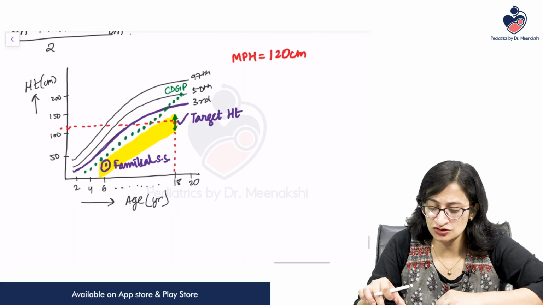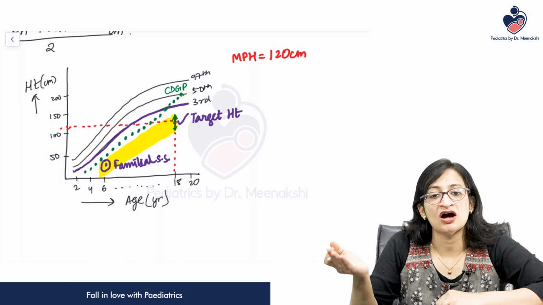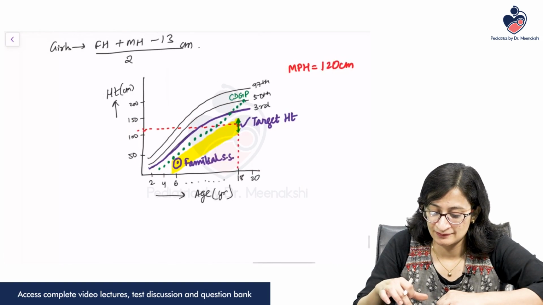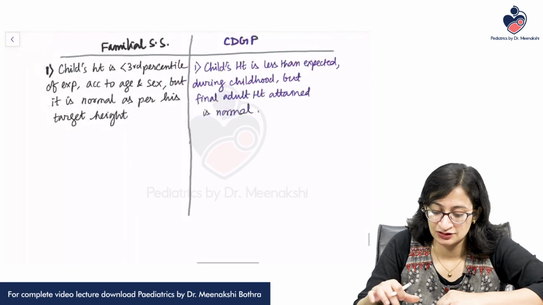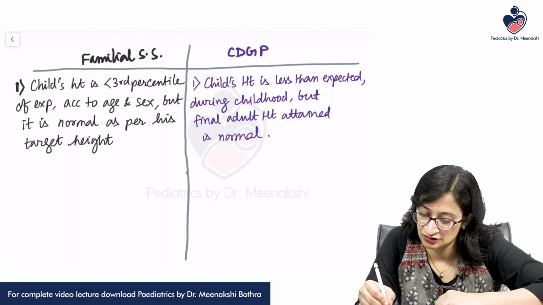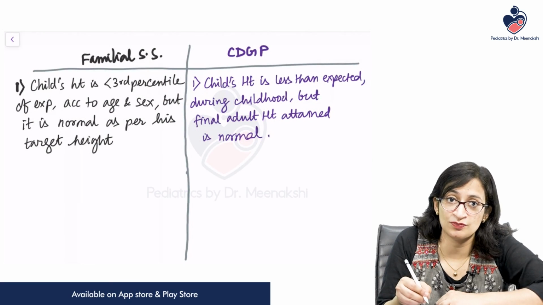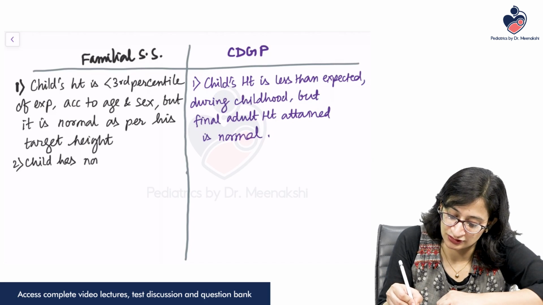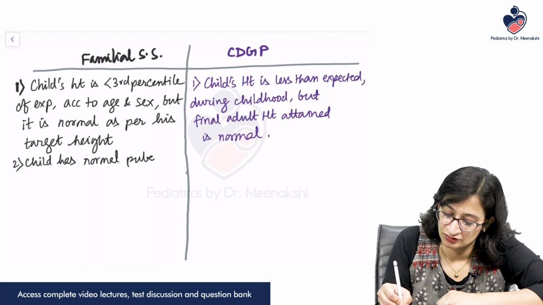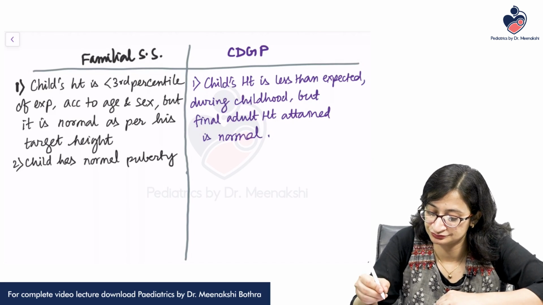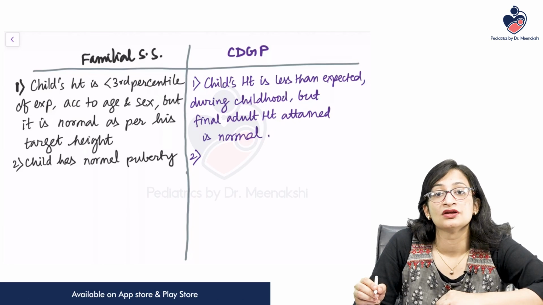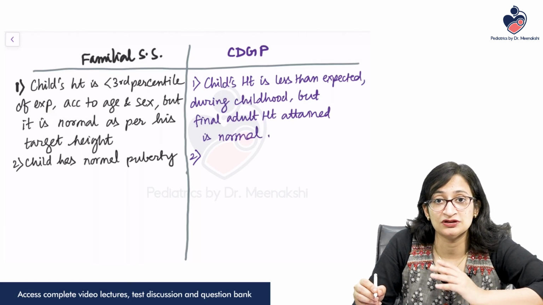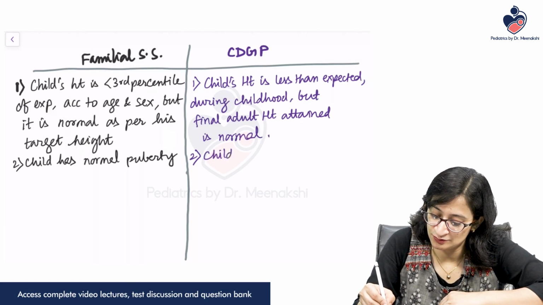Okay. So now from a given case scenario, how do you distinguish whether it is CDGP or familial short stature? In familial short stature, the child has normal puberty, no problem with the puberty of the child. While what happens in CDGP? The child has delayed puberty. The name itself is telling you: constitutional delay in growth and puberty. So the child has delayed puberty.